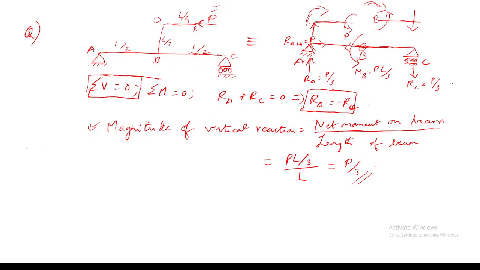So when I'm drawing the axial loading diagram for the beam AC, it will look something like this. Up to point B, I will have a compressive load. After that, the axial loading will be 0. It is like this, right?